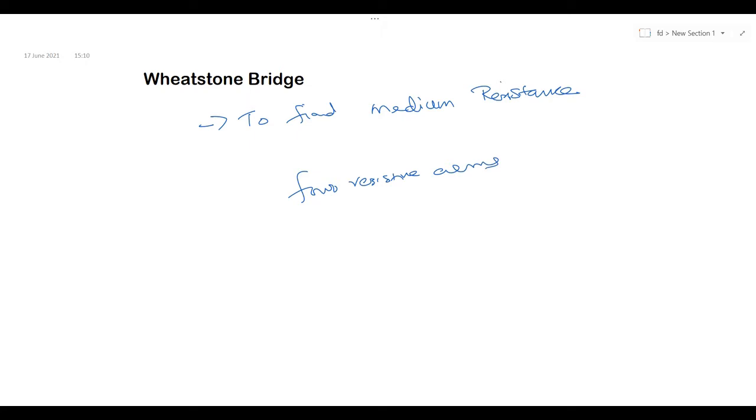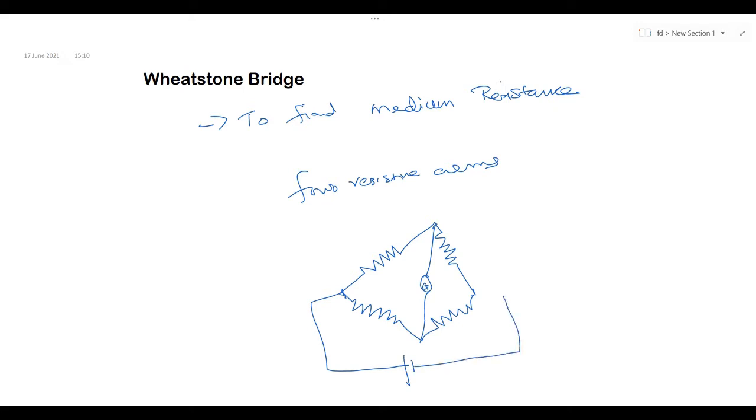Now I am drawing the basic diagram of the Wheatstone Bridge. You can see four resistive arms here, and a galvanometer or detector is connected across the two potential differences of resistive arms, and this entire bridge is connected to the battery.